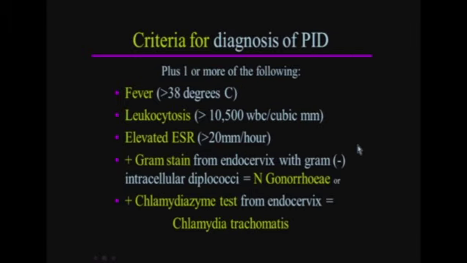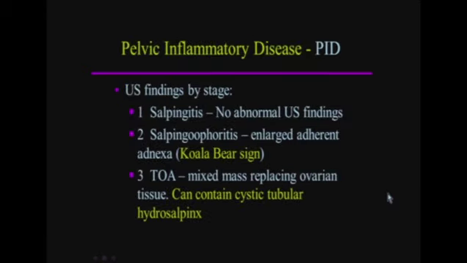Criteria for diagnosis include one or more of the following: fever greater than 38 degrees centigrade, leukocytosis greater than 10,500 WBCs per cubic millimeter, an elevated ESR of greater than 20 millimeters an hour, plus either a positive Gram stain from the endocervix with gram-negative intracellular diplococci, as in Neisseria gonorrhoeae, or a positive Chlamydiazyme test from the endocervix indicating Chlamydia trachomatis, two major causes of PID.